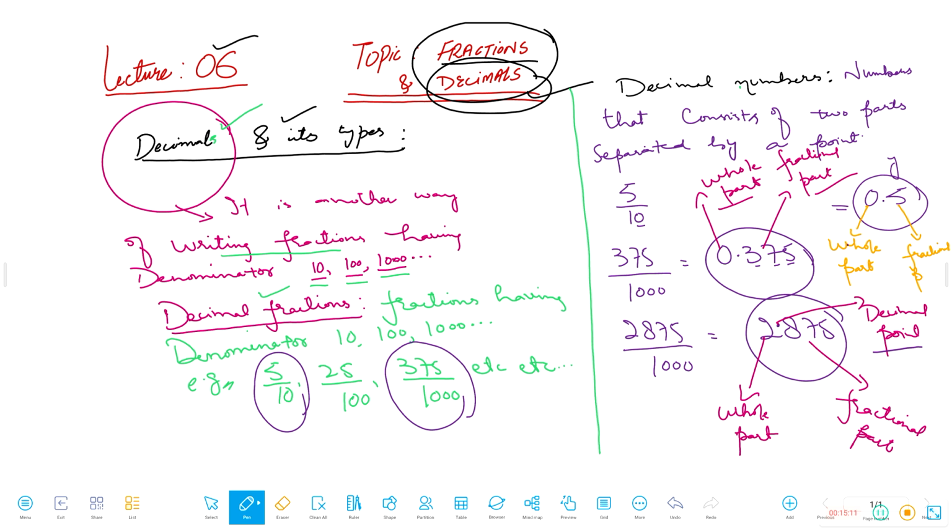We are moving ahead. Now have a look. I am having types of fractions. Sorry, types of decimals.